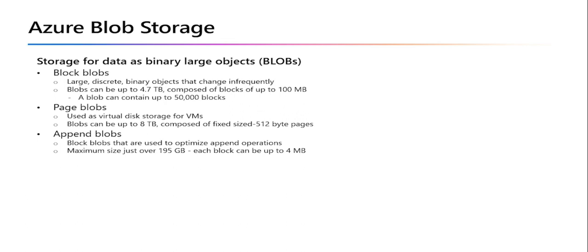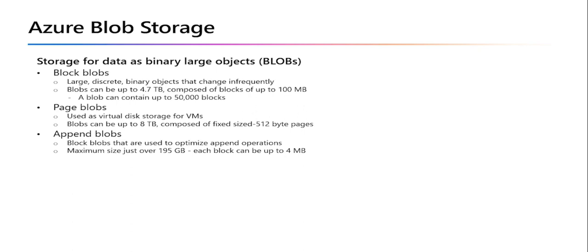A block blob is handled as a set of blocks. Each block can vary in size, up to 100 MB. A blob can contain up to 50,000 blocks, giving us a maximum size of over 4.7 TB. That's simply block size times 50,000 blocks. The block is the smallest amount of data that can be read or written as an individual unit. Block blobs are best used to store discrete, large binary objects that change infrequently.